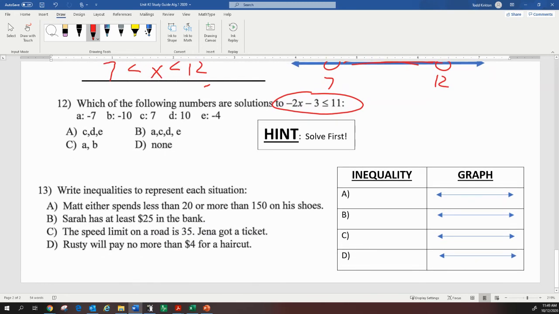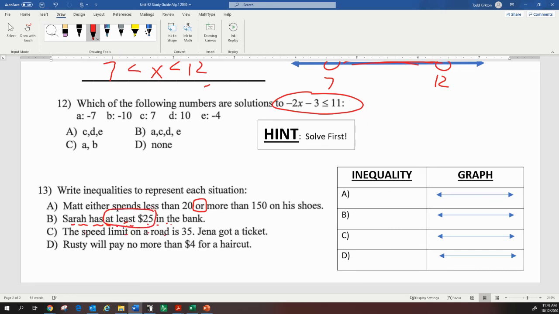Last one, I'm going to show you the word problems. Matt either spends less than 20 or more than 150. That's your hint. At least 25 in the bank. That's just a single one. At least 25. That means you could have 25, but you probably have more.